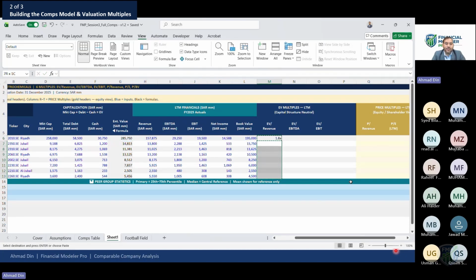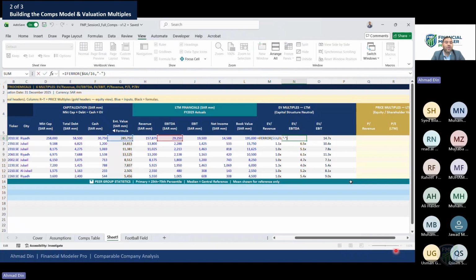So we calculated the EV over revenue multiple, enterprise value over revenue. We just drop and drag the same formula, so we get the multiple for enterprise value divided by EBITDA, and enterprise value over EBIT. So we get the multiples for all these three items.